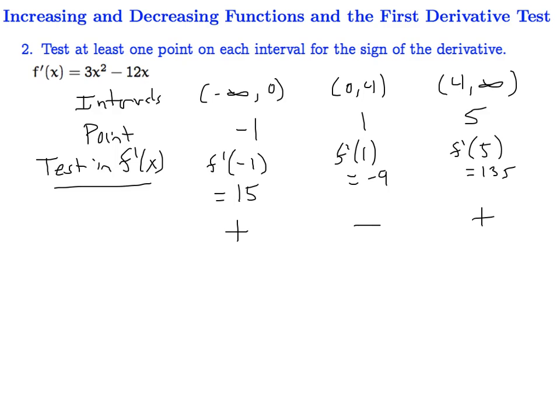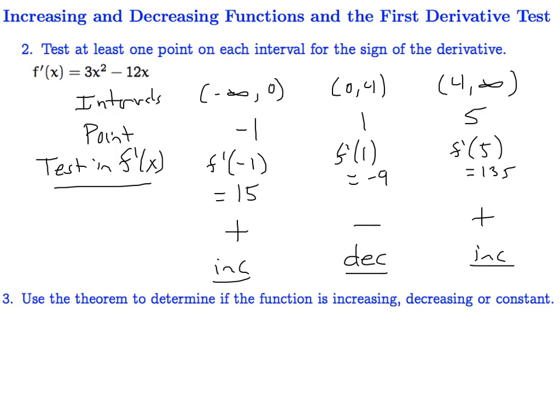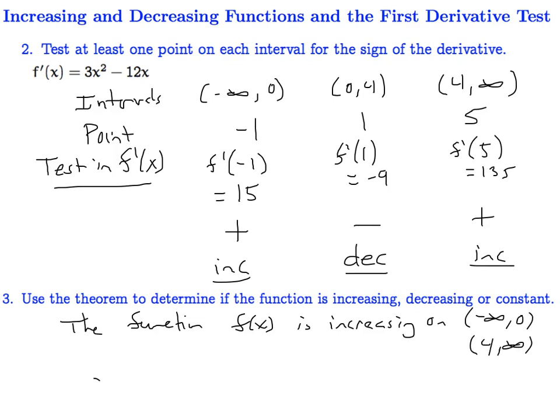So thinking back to my test for increasing and decreasing, this tells me that I'm increasing, decreasing, and finally increasing. So now I can just wrap this up in a nice sentence. I can say the function f of x, the original function, is increasing on the intervals negative infinity to 0 and 4 to infinity, and decreasing on the interval from 0 to 4 from this test.